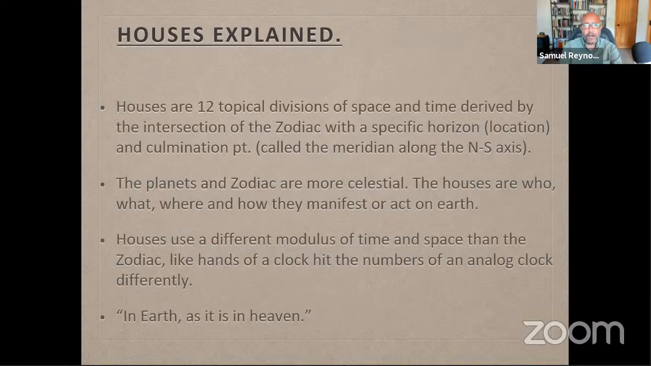So first, I should start off with what are houses? So houses are 12 topical divisions of space and time derived by the intersection of the zodiac, which is really the ecliptic, which is the imaginary orbit of the sun around the earth, with a specific horizon, meaning at a location, like I'm in Santa Fe, New Mexico, so at that particular point, and the intersection with a culmination point called the meridian along the north-south axis, which I'm going to give you an illustration of because I think illustrations work better in terms of grasping it.